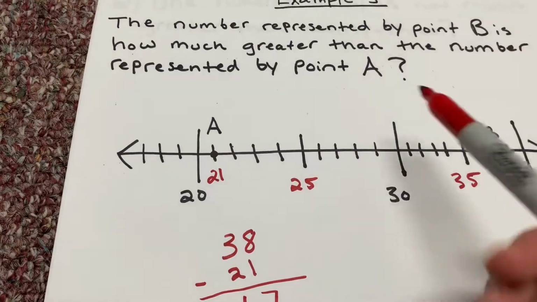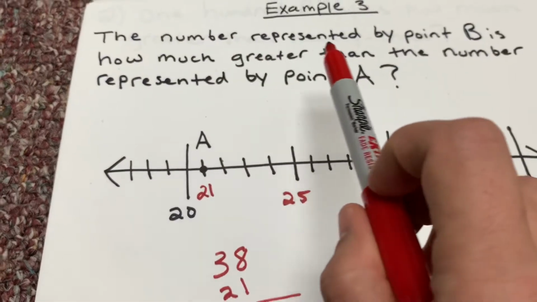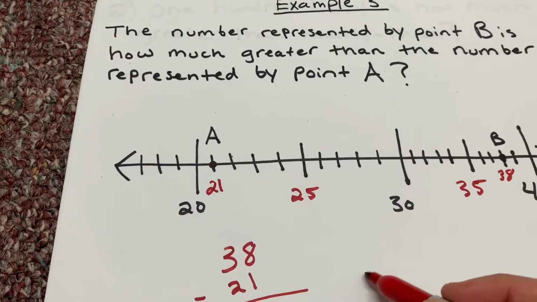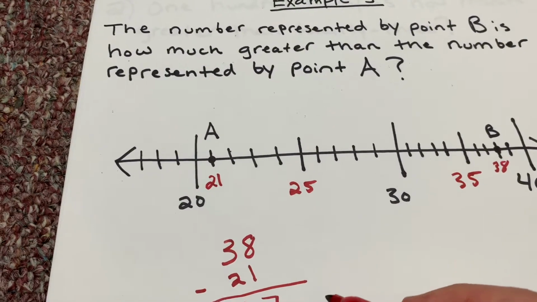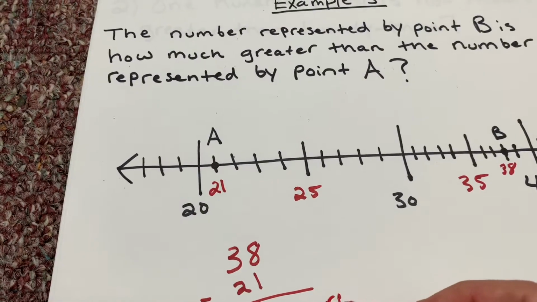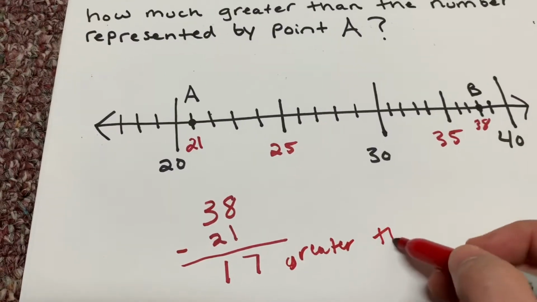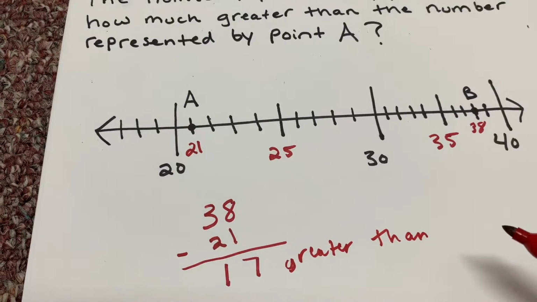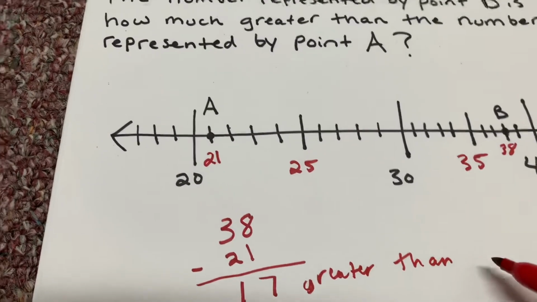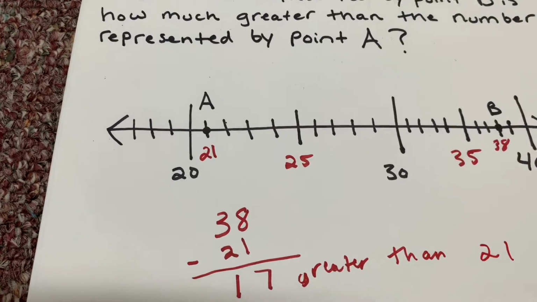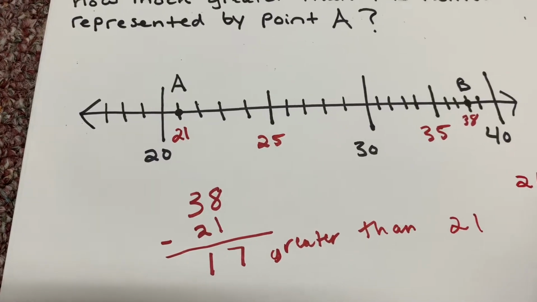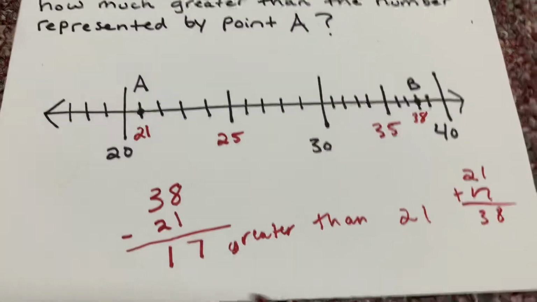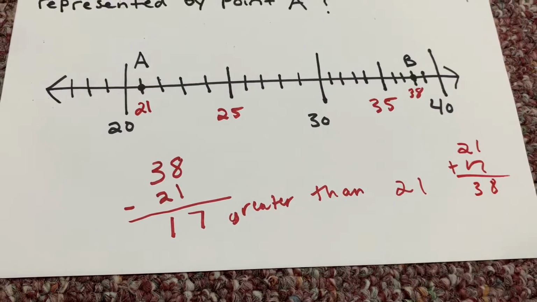So let's go back to our problem. It says the number represented by point B is how much greater than the number represented by point A. Well, it's 17 greater than 21. Because here's how we can check. If we do 21 plus 17, which does in fact give us 38.